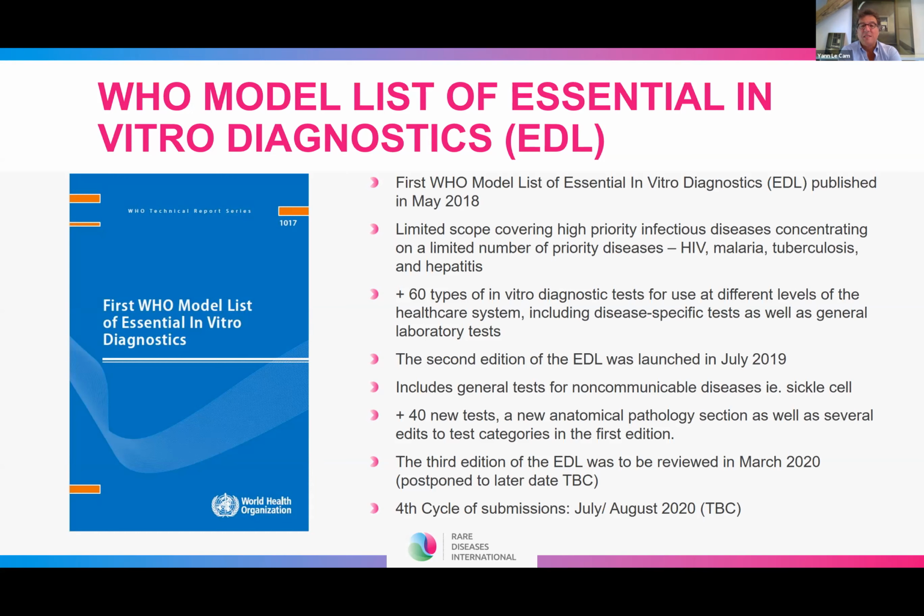So now there are over 60 types of in vitro diagnostics being studied by them. The second edition was published in July 2019. At the moment, they are reviewing additional tests, so it has growing success. But we know also that at the moment they have revised the priority to focus on COVID. But the fourth cycle of submission is July, August 2020. So the revision will be in March of the following year, 2021, for the fourth edition.